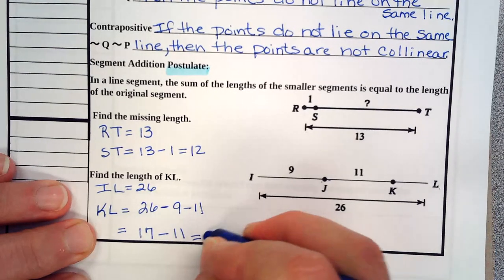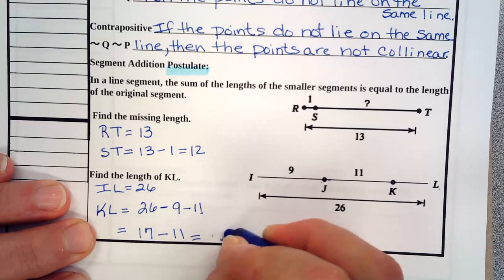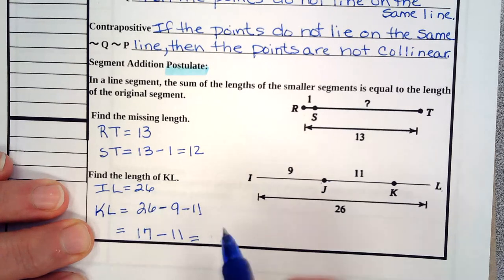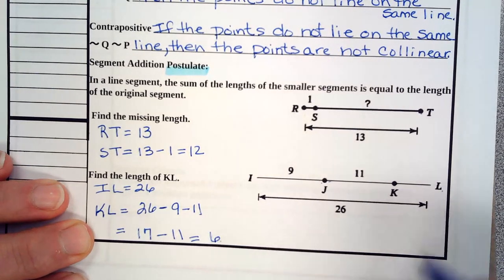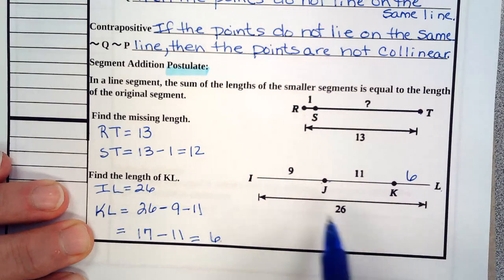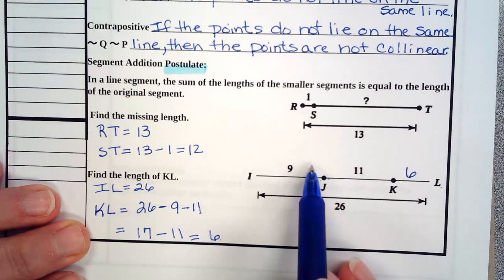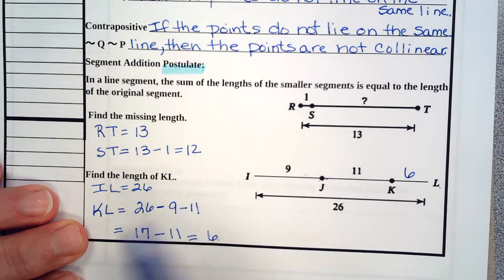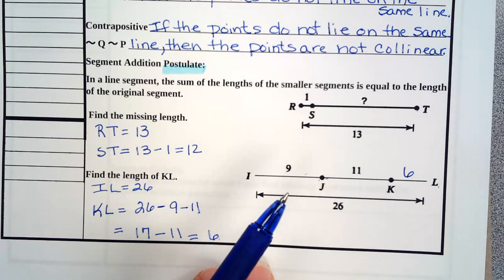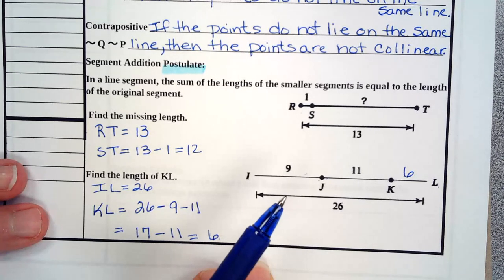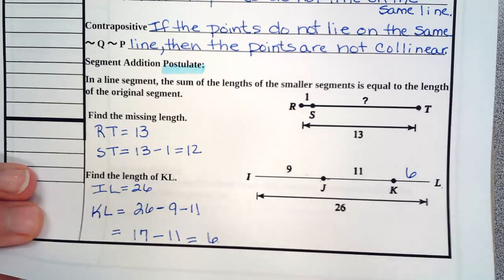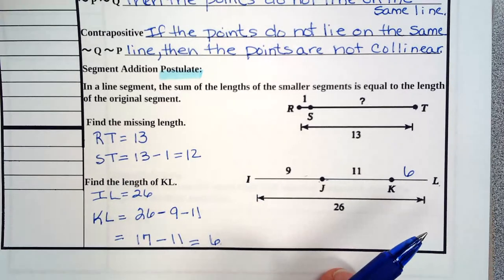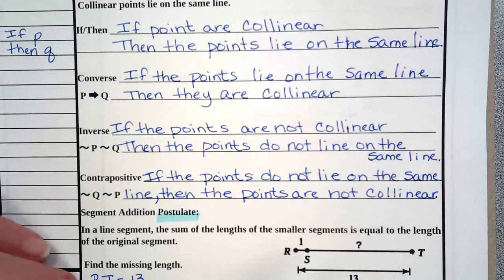No, it won't be 16. It will be 6. 17 minus 11 is 6. So this is 6. The other way you could have looked, if you would have looked up here, gee, 9 and 11 is 20. The whole thing is 26. So 26 minus 20 gives me 6. If you have any questions, back the video up and watch parts of it.